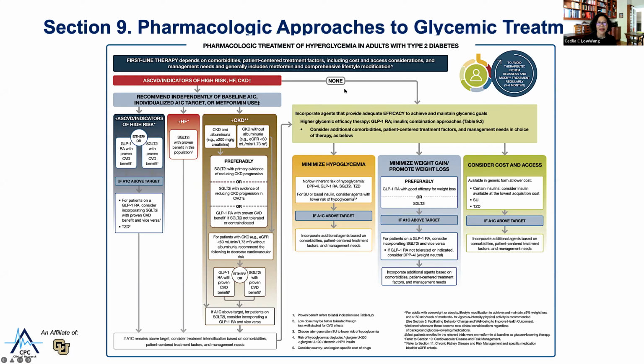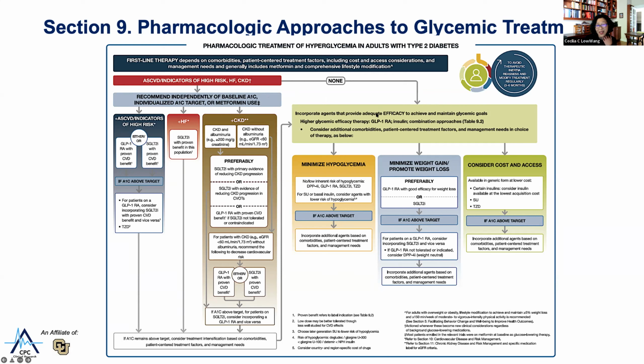And the main thing is that they really strongly recommend, and this is very evidence-based, that if individuals with type 2 diabetes have known atherosclerotic cardiovascular disease or are at high risk for that, or if they have heart failure, or if they have chronic kidney disease, then no matter what the baseline A1C is, or whether they're on metformin, or what their A1C target is, we should be thinking about medications that will lower their risk of atherosclerotic cardiovascular disease, worsening heart failure, and worsening kidney disease. So that's what that left side shows.